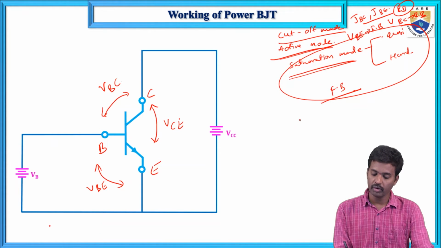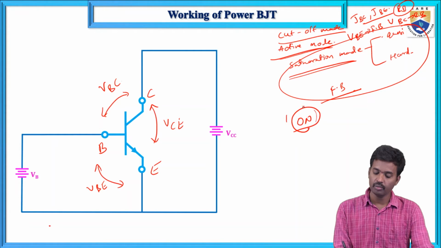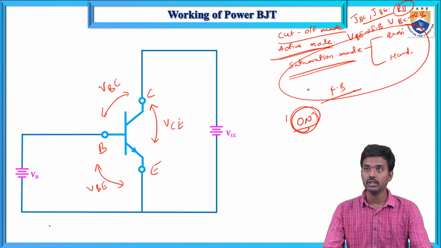The power BJT is turned on. It is in on position in the saturation mode. It is in off mode in the cutoff mode. It acts as an amplifier in the active mode. That we will see in the output characteristics of power BJT.